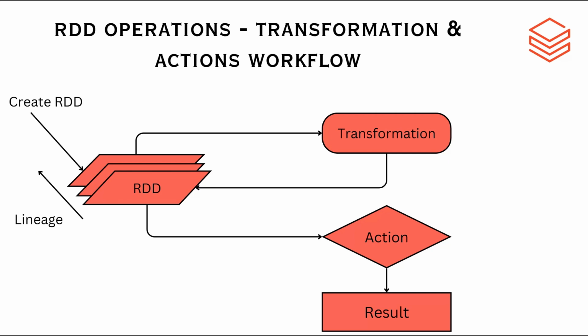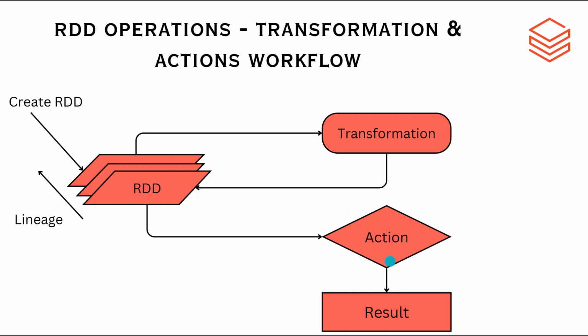Then transformations are the operations applied to RDDs that return a new RDD. These are lazy operations. So what is a lazy operation? It means that they do not execute immediately, but instead they define the computational plan that is only executed when an action is triggered. Examples of transformations could be map, filter, flatMap, groupBy, reduceByKey, and so on. These transformations are stacked up, and Spark builds a DAG, which is a directed acyclic graph of the operations, but no data is processed until an action is called.